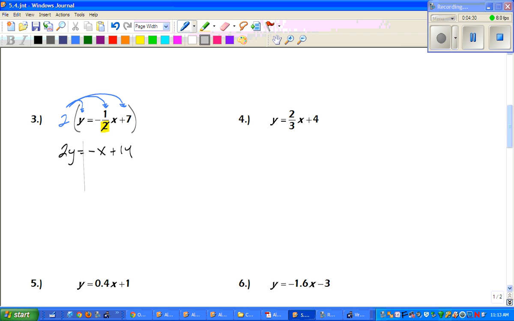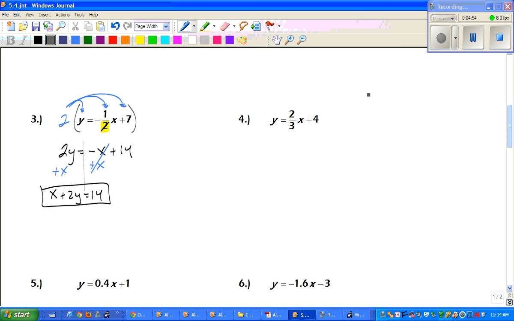Are the x and the y on the same side? No. Is x positive or negative? It's negative, so we have to move the x to the other side, and we get x plus 2y equals 14. And that's our answer.